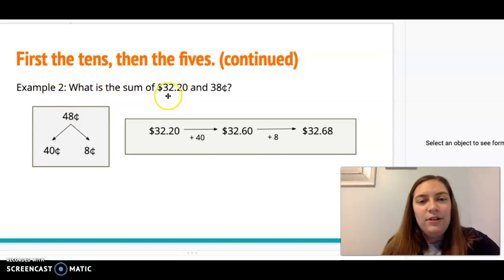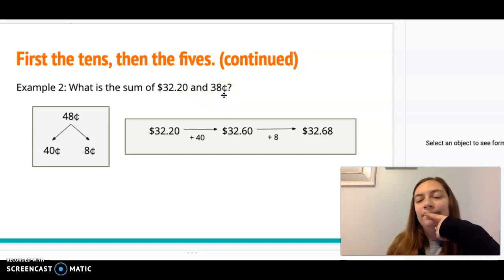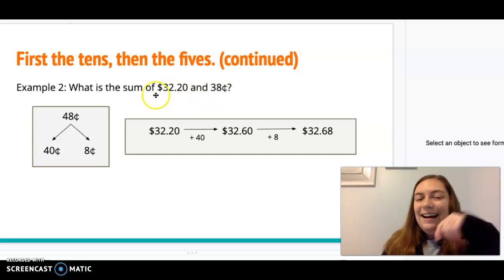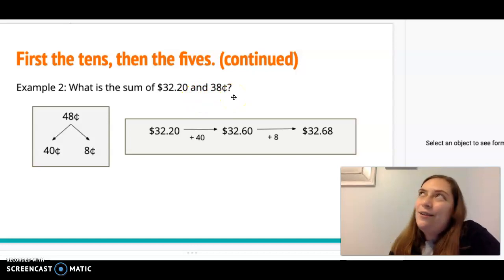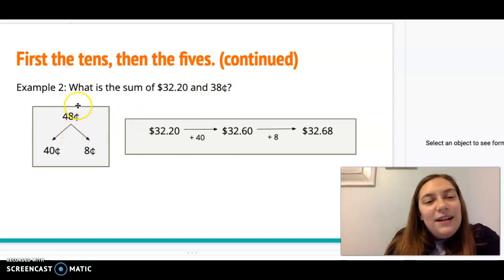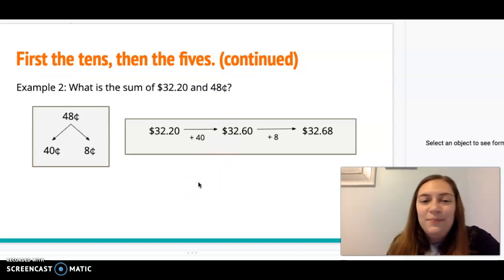What is the sum of $32.20 and 38 cents? I said something wrong, didn't I? I hope you caught it. I said $32.20. We want to say $32.20 and 38 cents. There you go, Miss Minton. Thank you, Miss Minton. So I take my 48 cents. Oh, I forgot to change this. My bad. This should say 48 cents. See, Miss Minton gets confused too.